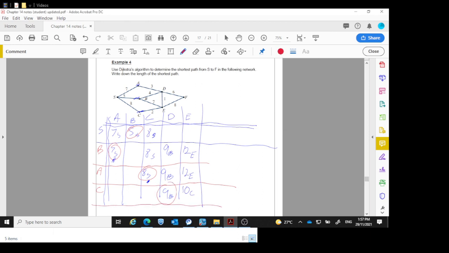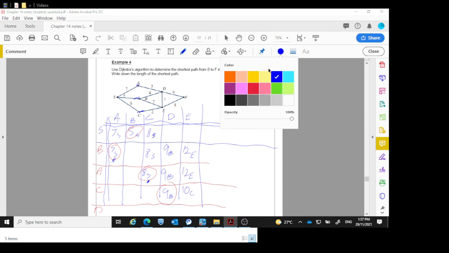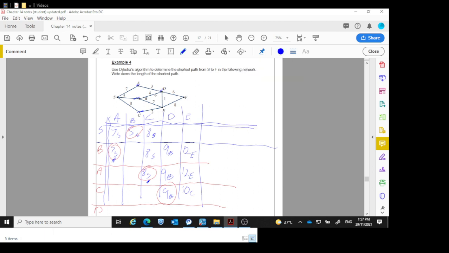Okay, smallest one is that one there. That's D. Okay, D. D is here. Don't worry about going to B. It's already got one. Don't worry about A, but I'm going to do E. D to E is 1. 1 plus 9 is 10. I've already got a 10 coming from C. I can just keep the 10 coming from C. I don't need to change it.